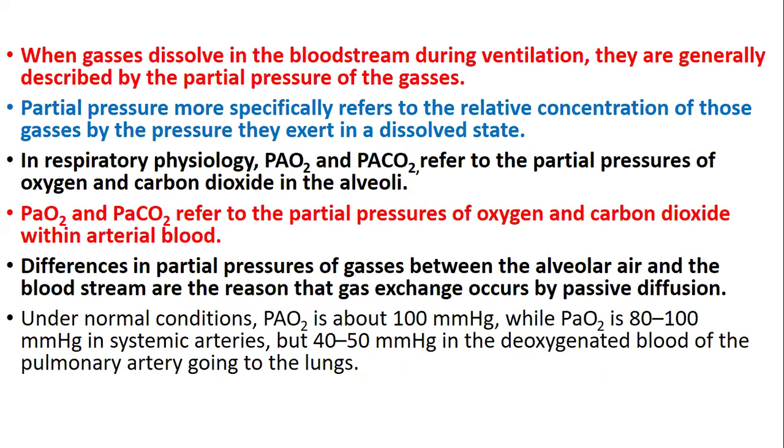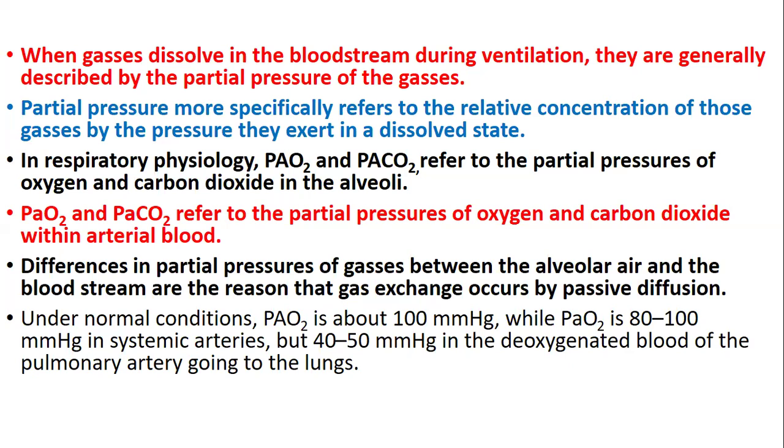When gases dissolve in the bloodstream during ventilation, they are generally described as partial pressure. Therefore, partial pressures more specifically refer to the relative concentration of these gases by the pressure they exert in dissolved state. In respiratory physiology, partial pressure of oxygen and partial pressure of carbon dioxide written with capital A refer to these respective gases in the alveoli. The ones written with a small a refer to the partial pressures of these respective gases in arterial blood.